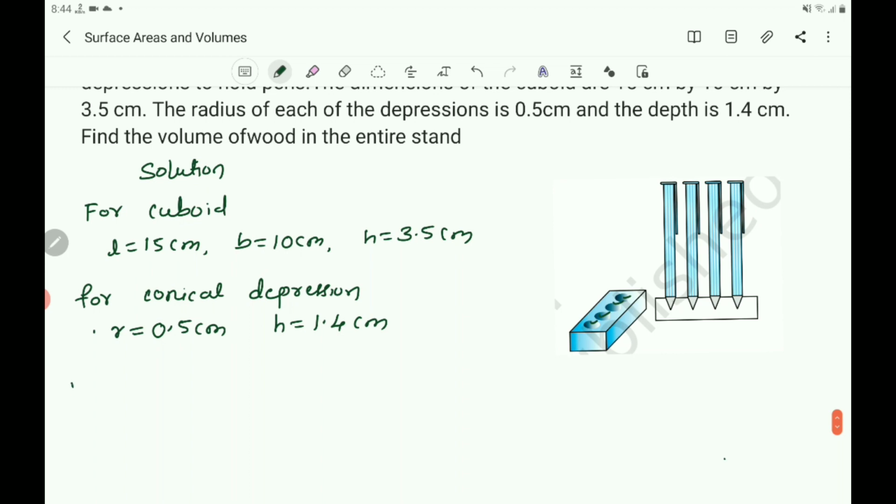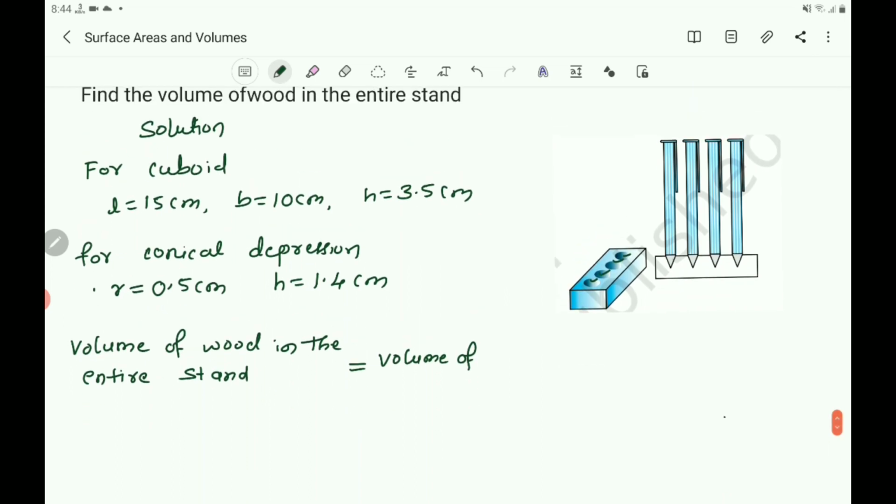Then you take volume of wood in the entire stand equals what? Volume of cuboid minus 4 into volume of conical depression. That is, 4 depressions are there. They are in the conical shape. So total volume of the cuboid minus 4 into volume of the conical depression.